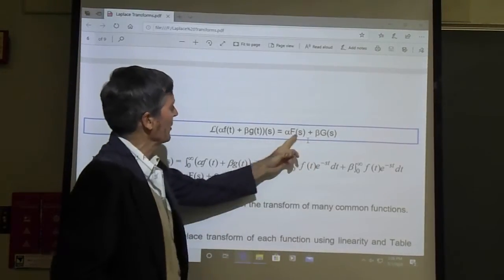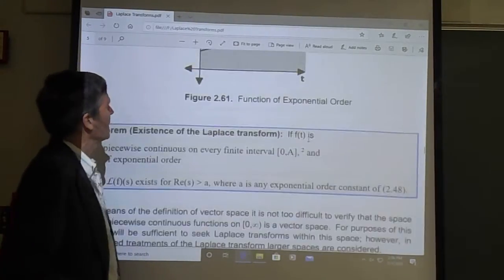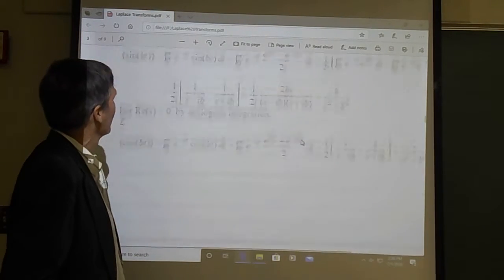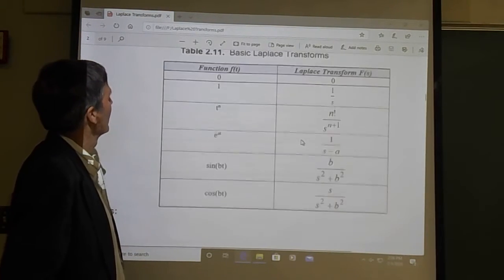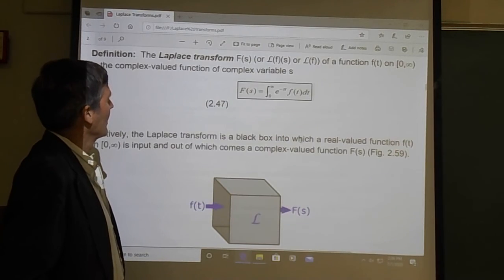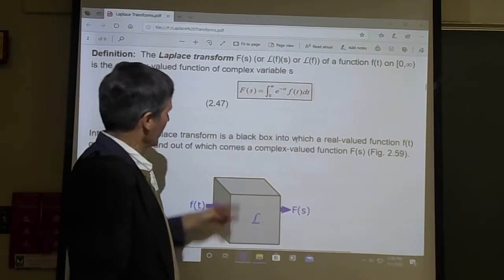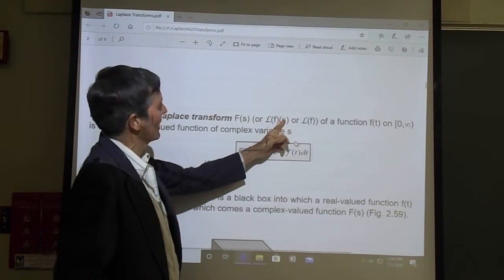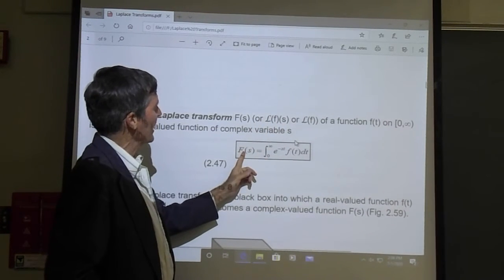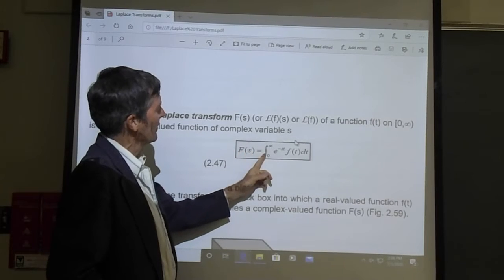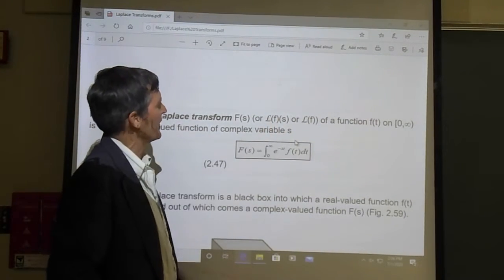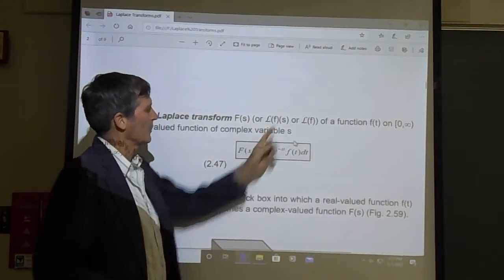I'm introducing this notation here for brevity, right? The idea is it gets hard to write down this L of f of t notation, the Laplace transform L of f of s. Instead, we'll write F of s, capital F, is the Laplace transform, or we'll write L of f or L of f of s, and those will all mean the Laplace transform.